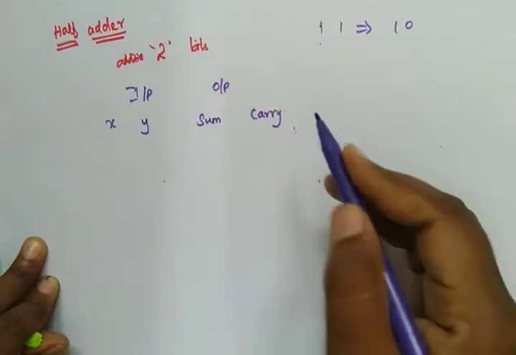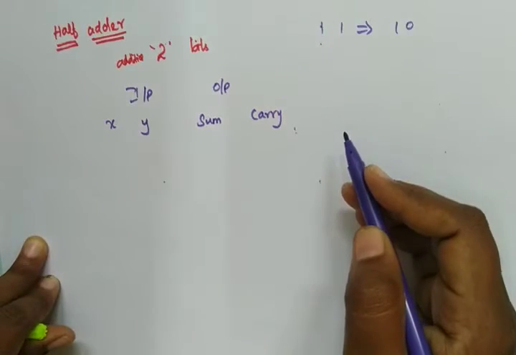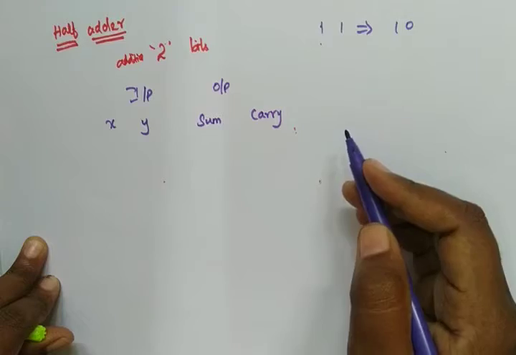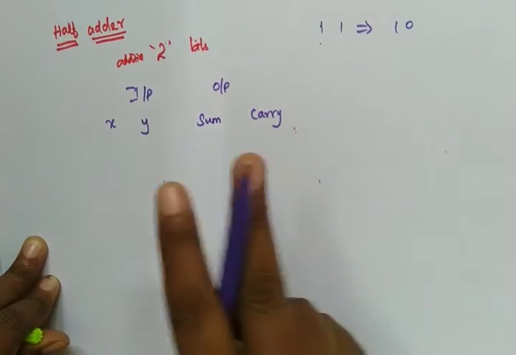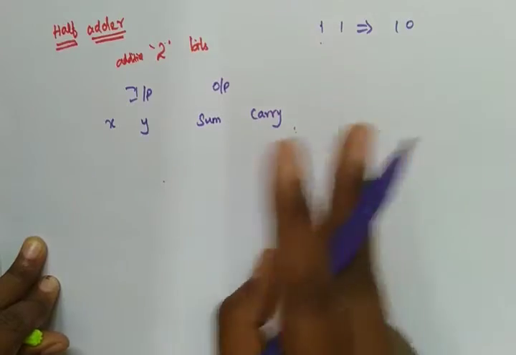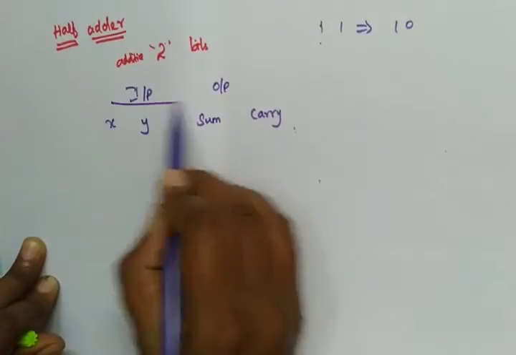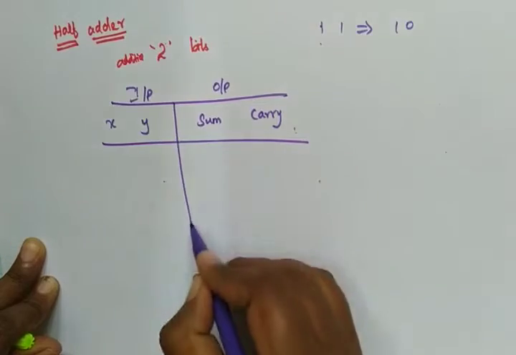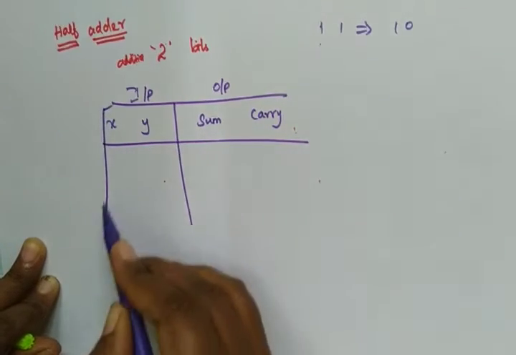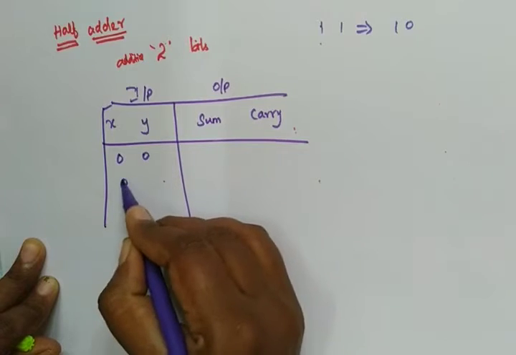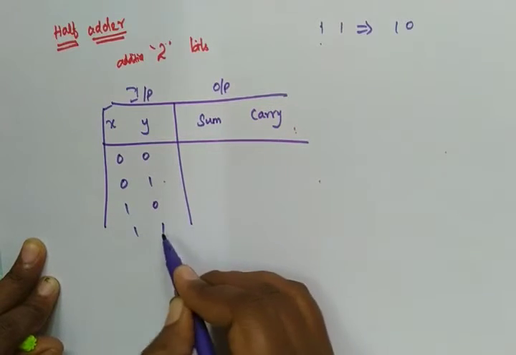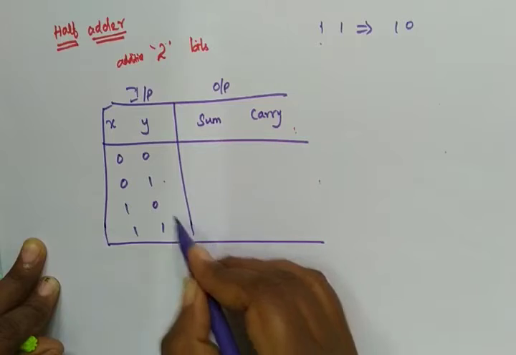Now what about subtraction? Subtraction produces 2 outputs: one is borrow and the other one is difference, the difference between 2 numbers, and borrow. Here we have 2 inputs. Since it is a half adder, it will add only 2 bits. So the 2 bits may be either 0, 0, 0, 1, 1, 0, 1, 1. Why are we writing this as 0, 0, 0, 1, 1, 0, 1, 1?